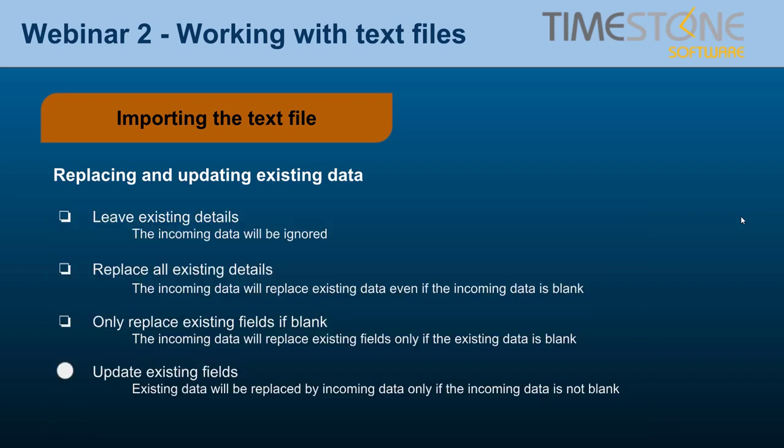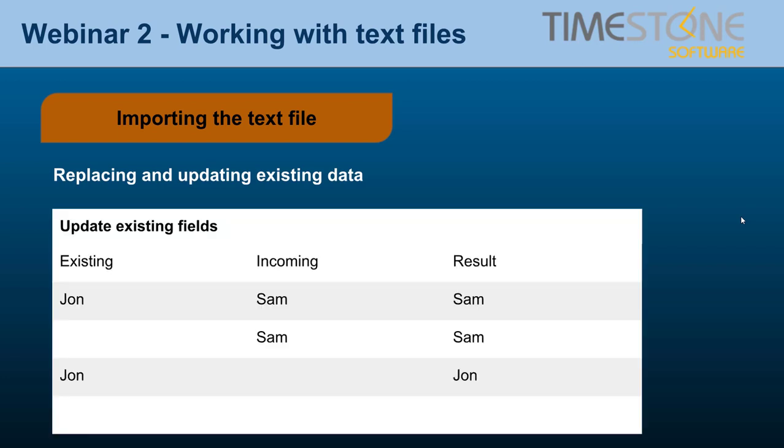Now, final option is to update existing fields. So we flipped it around a little bit here. Existing data will be replaced by incoming data only if the incoming data is not blank. Okay, so we've got John, blank, John. We have Sam, Sam, blank. And you can see we end up with Sam, Sam, John.